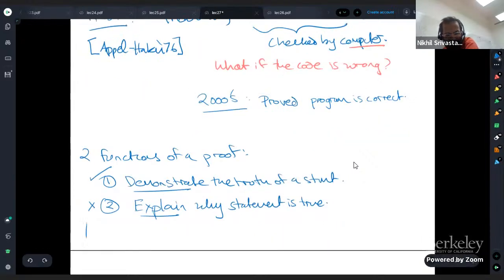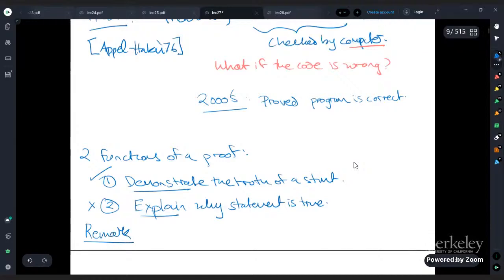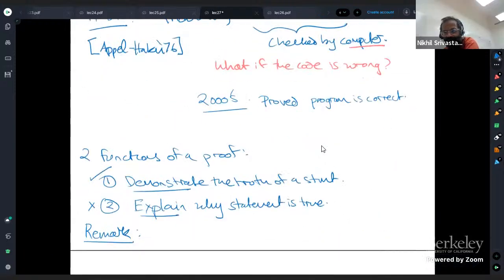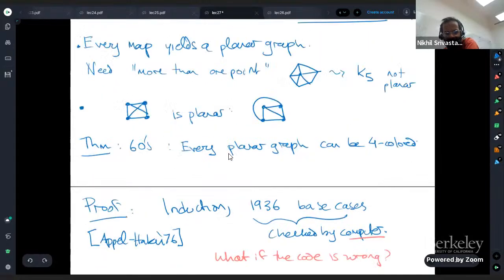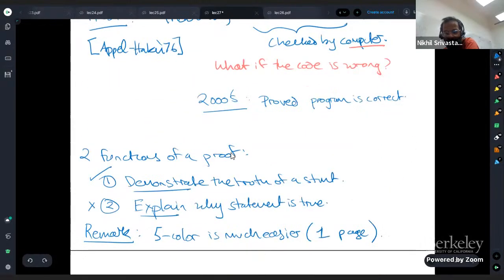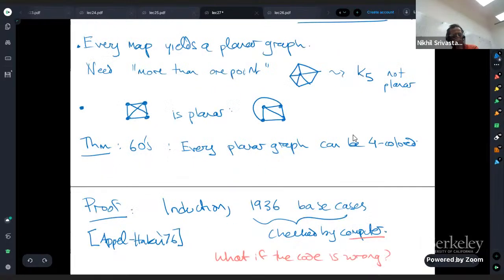So another remark is that this four is really the difficulty here. If you just want to prove a five color theorem, that's easy. That's one page. I could have proved it in this class, but I didn't. I mean, we didn't get that far. So five color is much easier. And I'll send a link to the proof if you want to read it. But it's maybe one page. So slightly changing a mathematical statement, as you know at this point, can make it way, way harder or false, but in this case, not false.